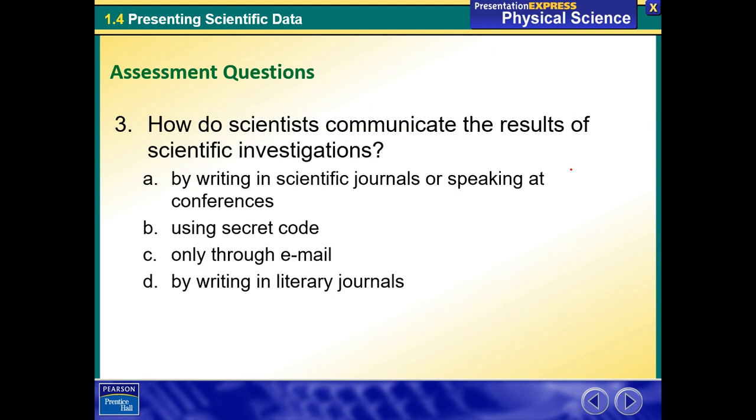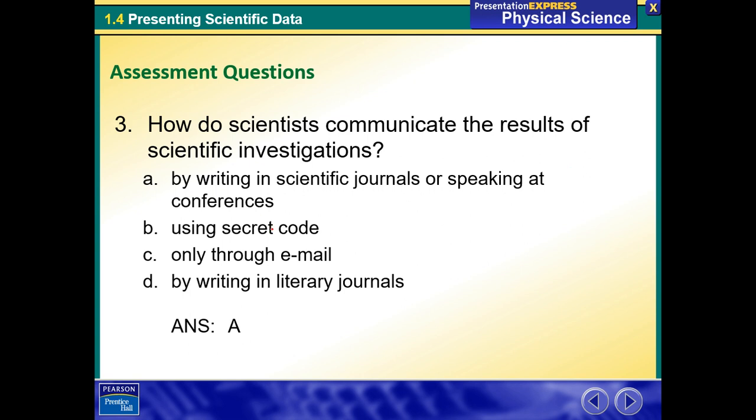Number 3, how do scientists communicate the results of scientific investigations? A, by writing in scientific journals or speaking at a conference. B, using secret codes. C, only through email. And D, by writing in literary journals. If you said A, you are correct.